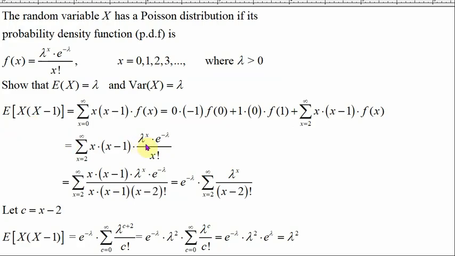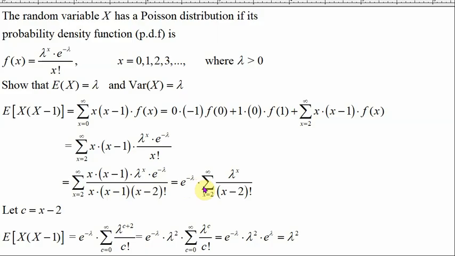And f of x is lambda to the x times e to the negative lambda divided by x factorial. And then x factorial is x times x minus 1 times x minus 2 factorial. And then we can see here that this x and this x cancel each other out, and the x minus 1 here will also cancel each other out. And then we can move the e to the negative lambda and place it in front of the summation sign right here.